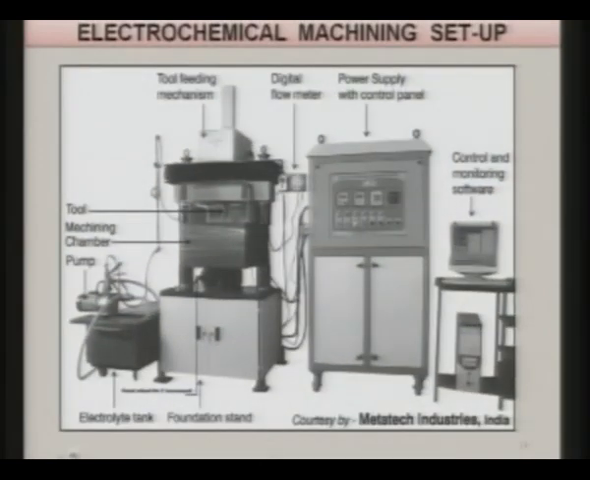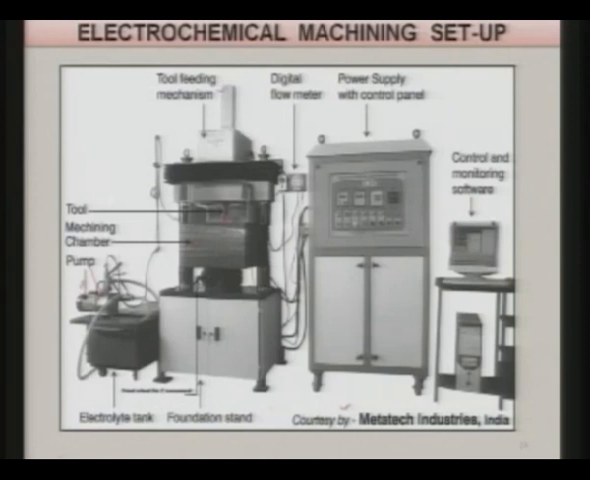This is the setup photograph of an actual ECM machine which is available in the market, and these photographs are supplied by the manufacturer of the ECM machine, Metatech Industries India. Now, some major parts we can see here. Actually, this is not the pump, the pump is here. You can see the pump over there. This is the motor which is used to run the pump, and here you can see this is the machining chamber, and the tool is a little lower than the arrow shown over there. This is the tool holding device which is shown over here, and then you have the tool feeding mechanism which is moving the tool up and down.